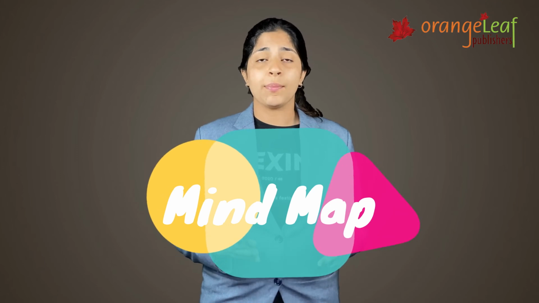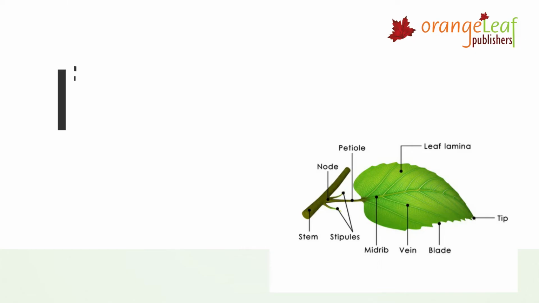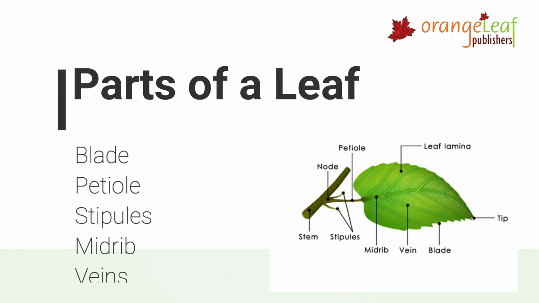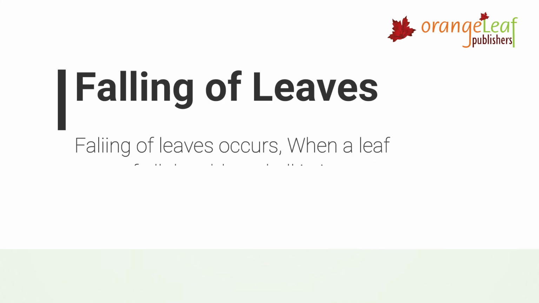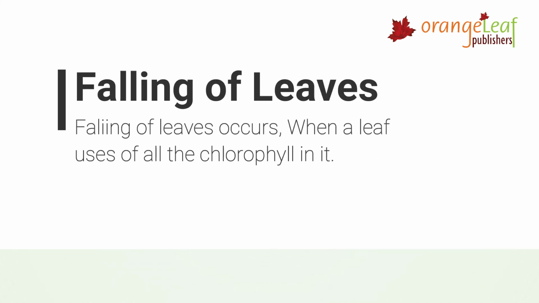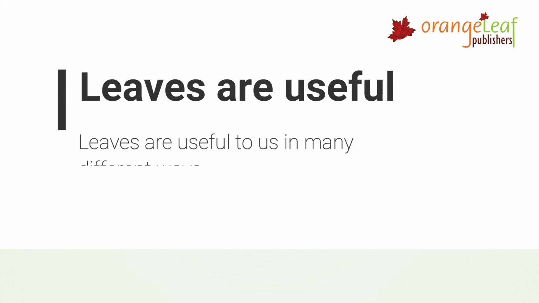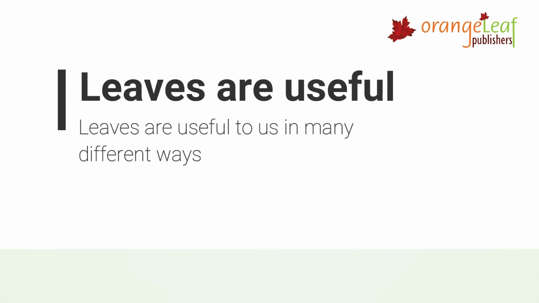Kids, before we finish our lesson, let us go through a quick mind map to help you remember your lesson better. In the parts of a leaf, we have the blade, petiole, stipules, midrib, veins, and a small netted vein. The falling of leaves occurs when a leaf uses up all the chlorophyll in it. Leaves are also useful to us in many different ways.